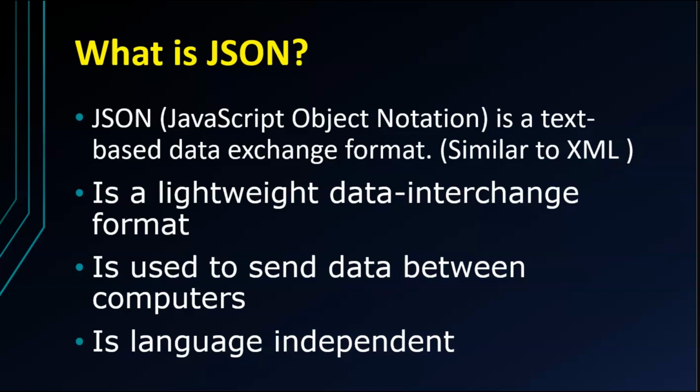That's the reason that we can use APIs to share information, and it is language independent. That means that JSON syntax is derived from JavaScript object notation, but the JSON format is only text. That's the reason that we can use JSON between a lot of programming languages.